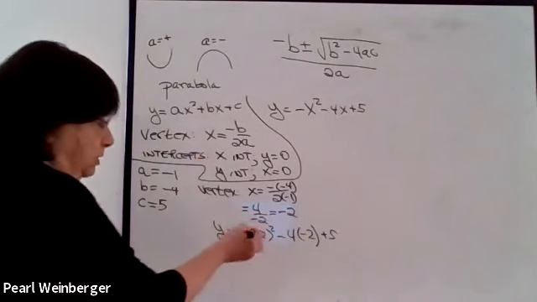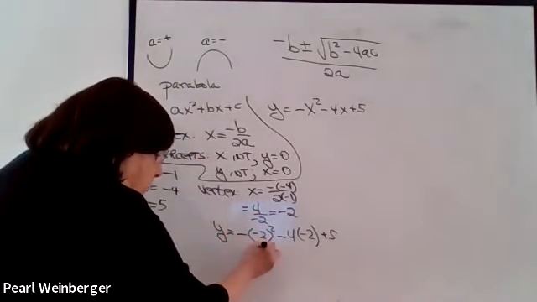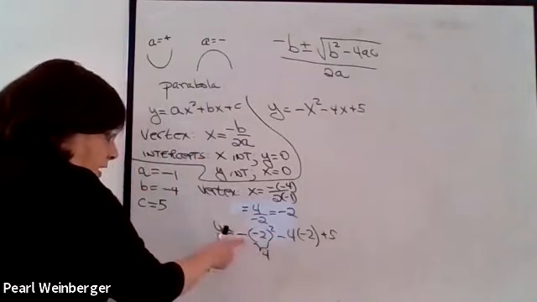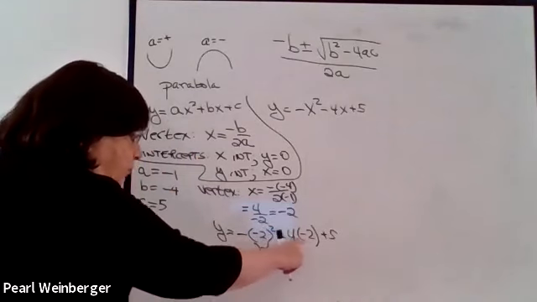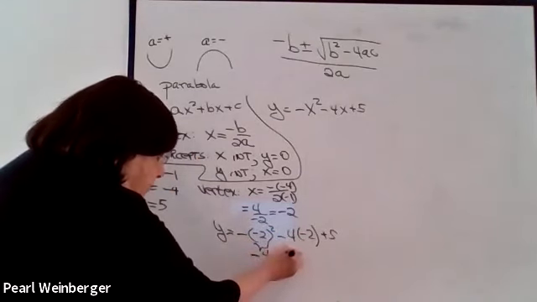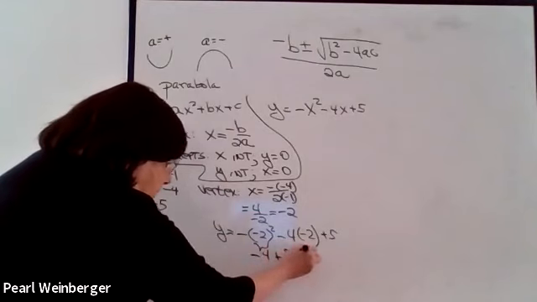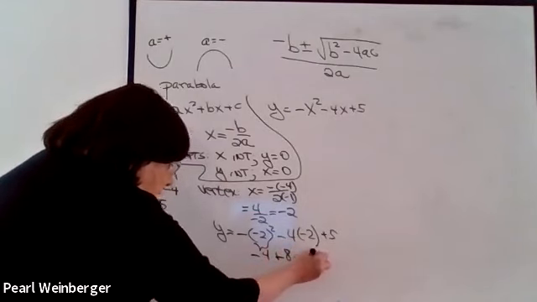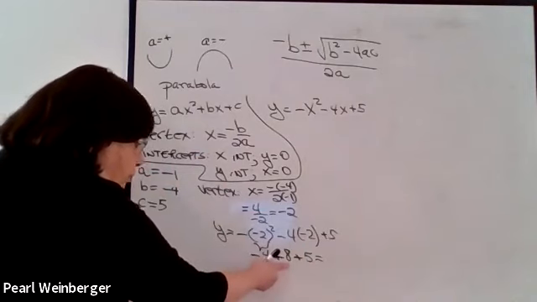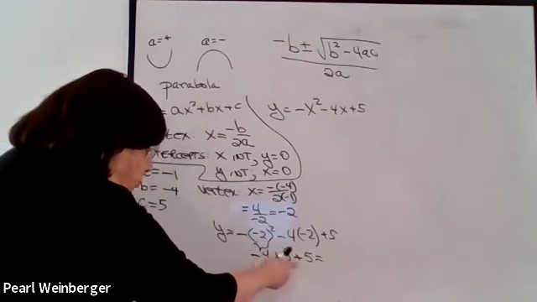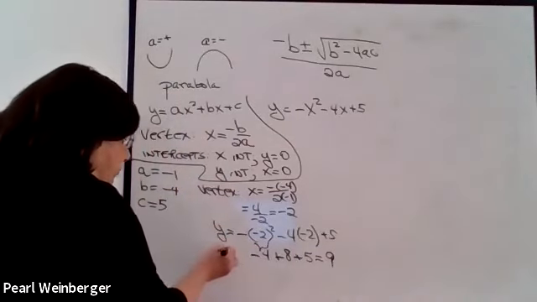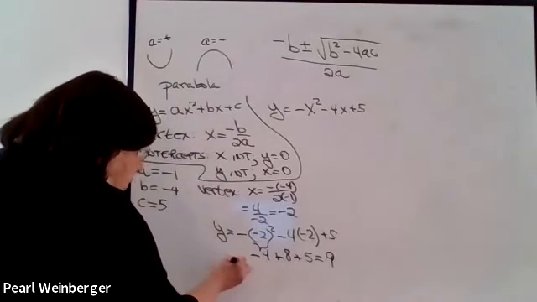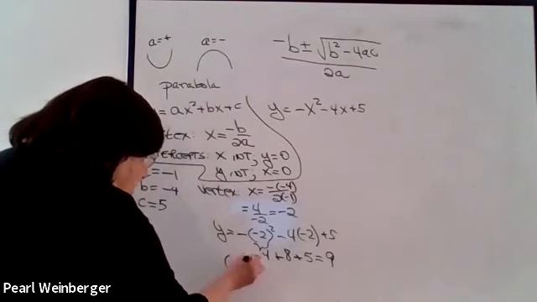So negative 2 times negative 2 gives me positive 4. And then there's a negative in front of it, so that first term becomes negative 4. Then we have negative 4 times negative 2, which is positive 8. And then there's positive 5. Adding these all together, negative 4 plus 8 is 4, plus 5 is 9. In other words, the vertex is the point (-2, 9).